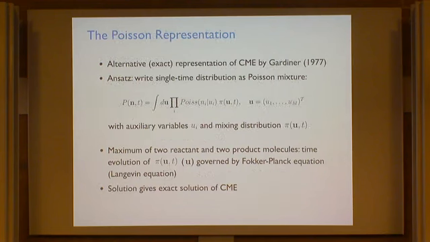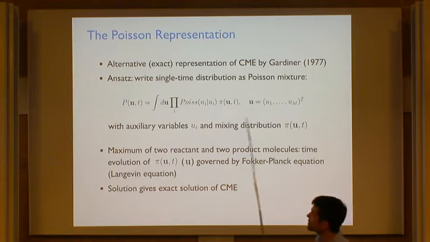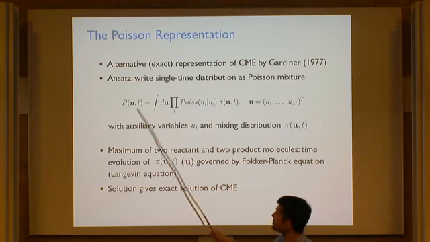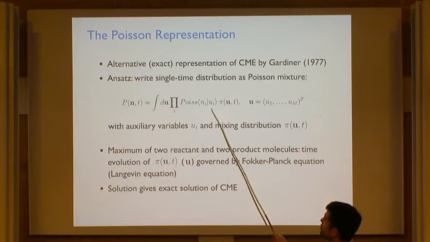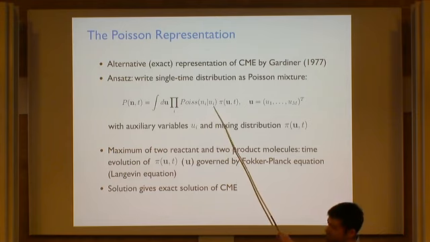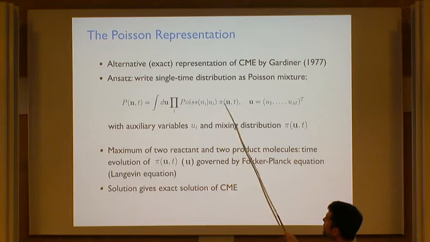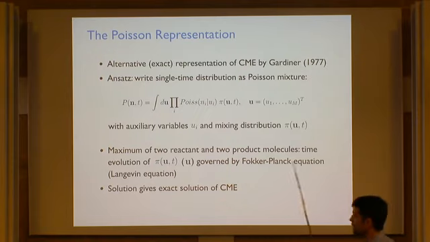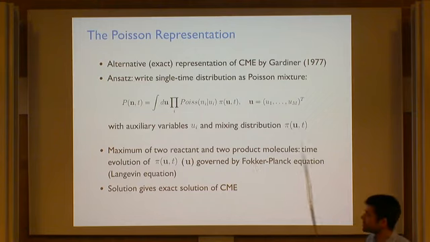Now, the Poisson representation is, I think, a quite nice alternative reformulation of the chemical master equation. It was developed by Gardiner in 1977. What Gardiner did is he made the ansatz to write a single time distribution as a Poisson mixture. So we take the solution of the master equation and write it as a product of Poissons for each species, introduce some mean variables, u_i, and a mixing distribution for those variables. And it can be shown that you can always do this.